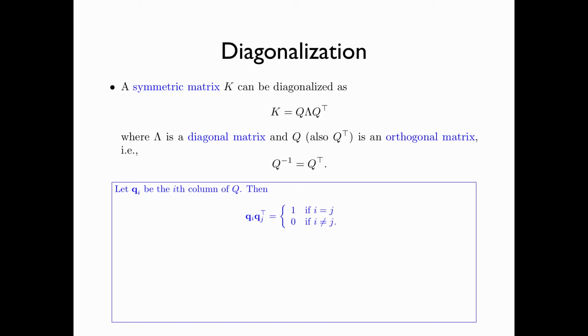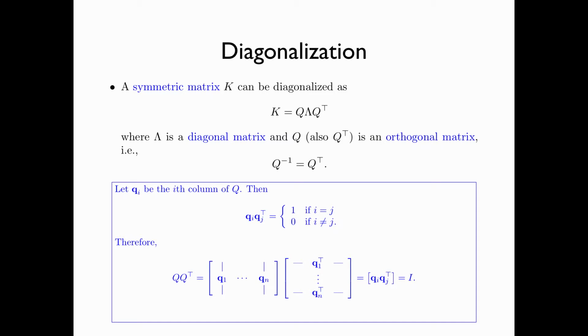Because the Qi form a set of orthonormal bases, Qi times Qj transpose, that is, the dot product of Qi and Qj, is equal to 1 if i is equal to j, and is equal to 0 if i is not equal to j.